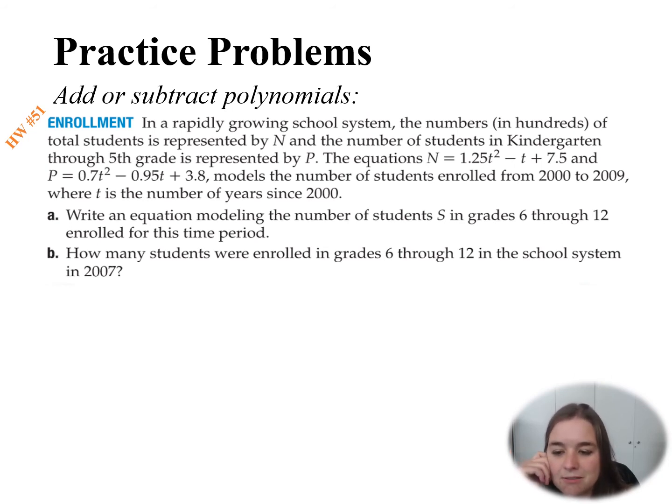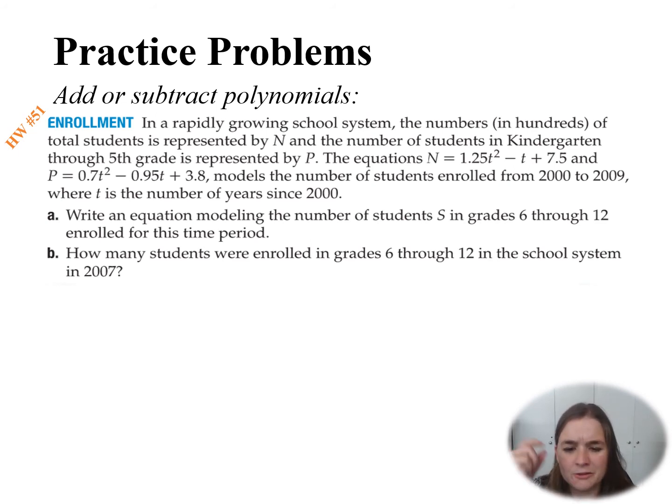In a rapidly growing school system, the number in hundreds of total students is represented by n, and the number of students in kindergarten through 5th grade is represented by p. These two equations model the number of students enrolled from 2000 to 2009, where t is the number of years since 2000. So the first thing we need to do with this information is write an equation that models the number of students S in grades 6 through 12 enrolled for this time period.